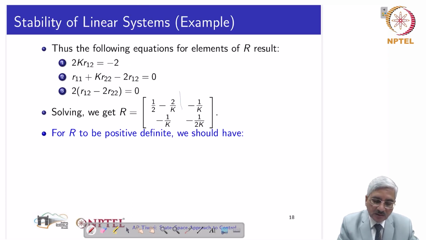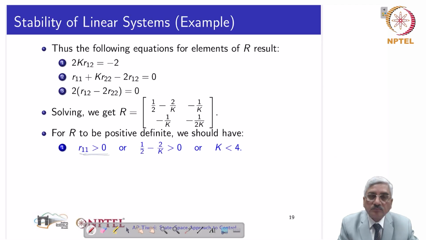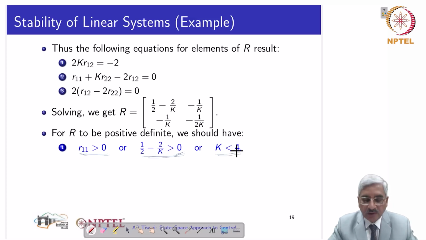So the first thing is this term, which is R11, that should be greater than 0. And that leads to this, that half minus 2 by k should be greater than 0. And by simplifying we get k should be less than 4.